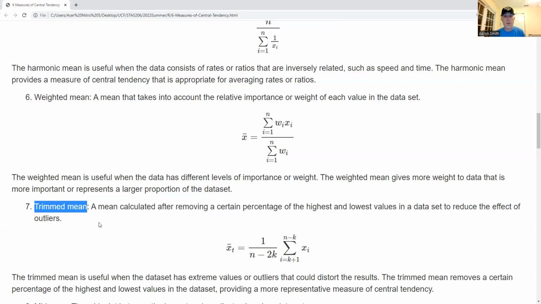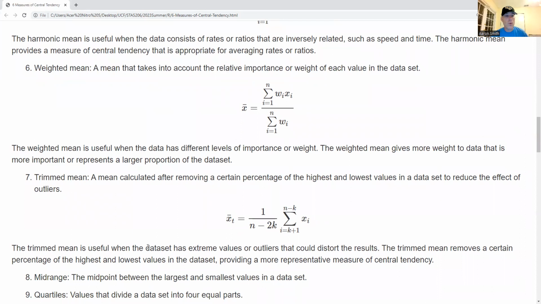So I go through and drop the most extreme values from my data set for the purpose of this calculation. Then I just take the average like I would normally, but now my sample size is a little bit smaller. The trimmed mean is useful when the data has extreme values or outliers that can distort the result. The trimmed mean removes a certain percentage of the highest and lowest values in the data set, providing a more representative measure of central tendency.